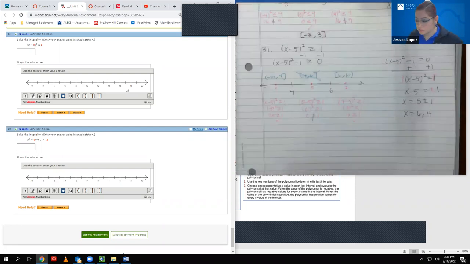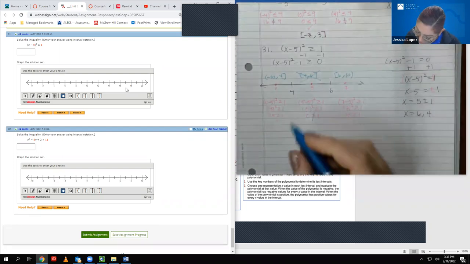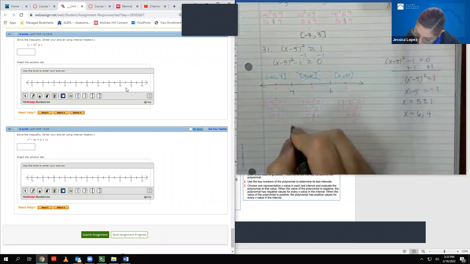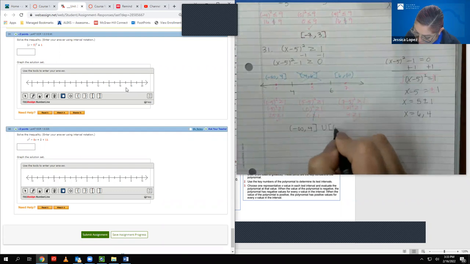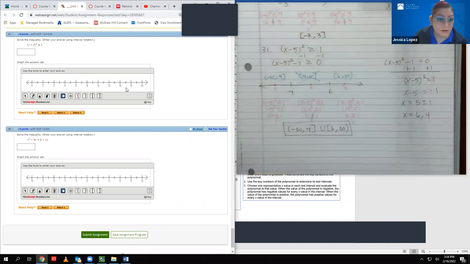So in order to tell the reader that both of those are part of my solution, we're going to use the union symbol in between. Now be sure when you type it in here that you do not use a U because it will count you wrong.